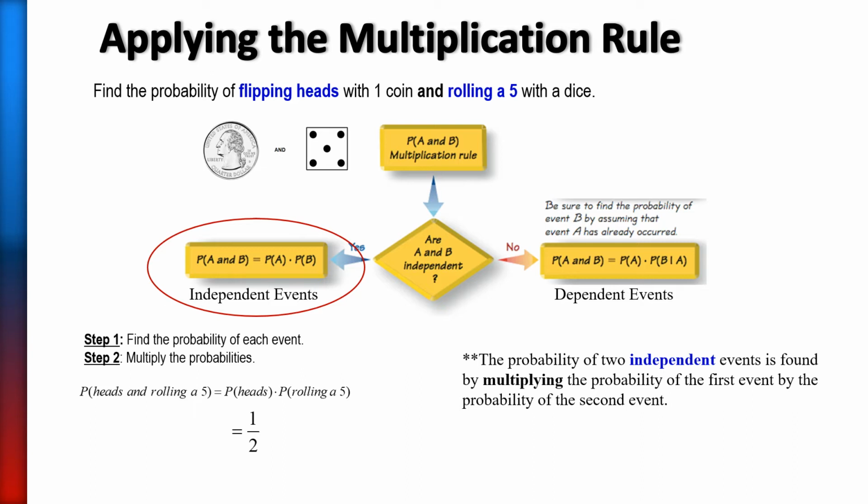Well, how many sides have a 5? Well, since there's only one side out of the 6 sides that have a 5, that probability is 1/6. So now all we need to do is multiply the two fractions. On top, 1 times 1 is 1. For the denominators, 2 times 6 equals 12. So therefore, the probability of flipping a heads and rolling a 5 with the dice is 1/12, or you can write it as a decimal or as a percent.